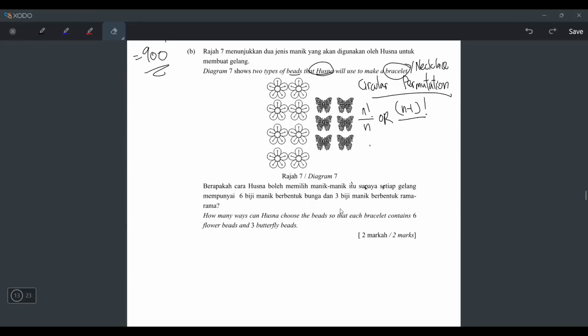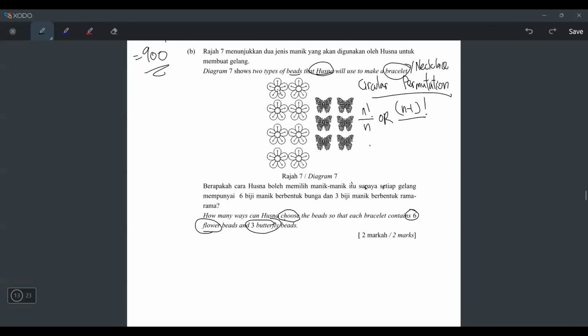Okay? But for this question, you will not use permutation. You don't need to know this actually. Let me tell you why. Because they ask how many ways can Husna choose the beads so that each bracelet contains 6 flower beads and 3 butterfly. So we are just choosing. We are not arranging. It means we will not use permutation. We will just use combination.